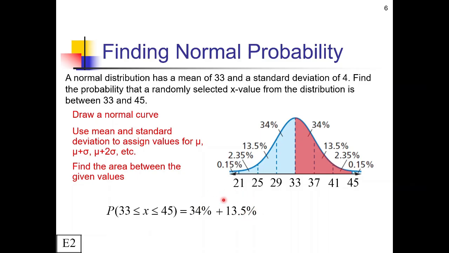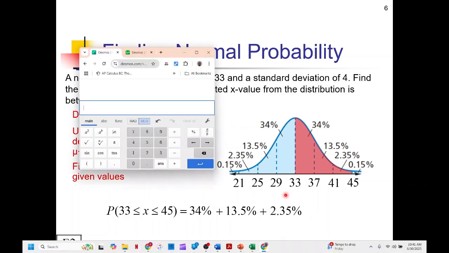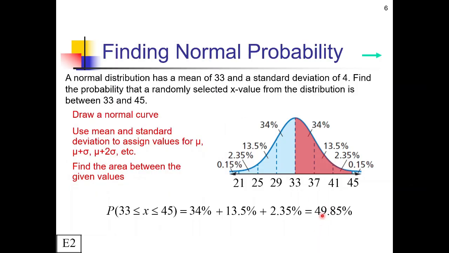And it's up to you each time whether you want to go percentages or decimals. It won't really matter for the end. I guess it'll matter if it's multiple choice. Just pick whichever one the answer choices are. And then we also had this 2.35% that we're going to add on there as well. So let's add all these together. So 34 plus 13.5 plus 2.35 comes out to 49.85%.